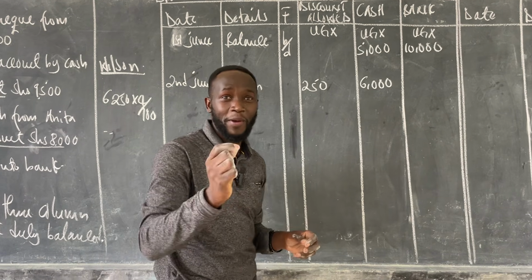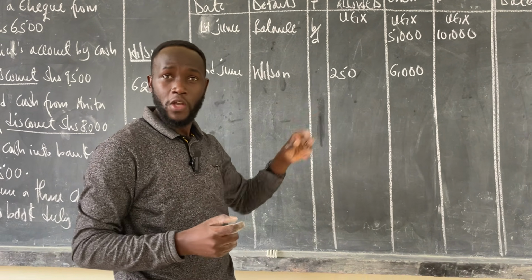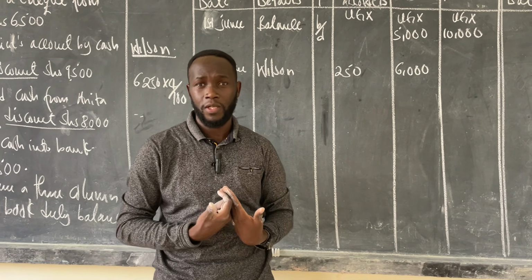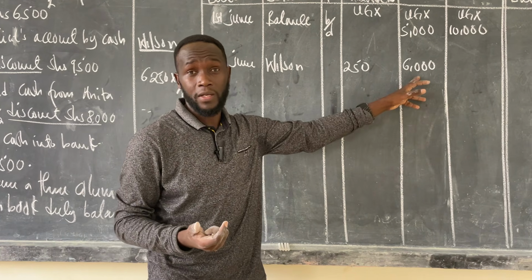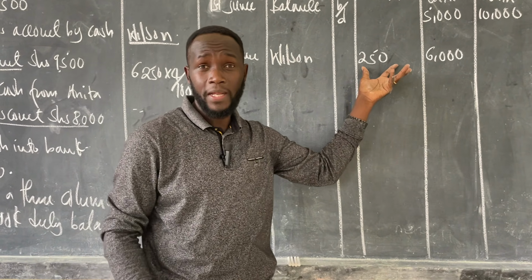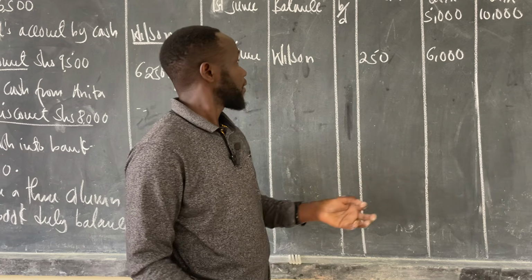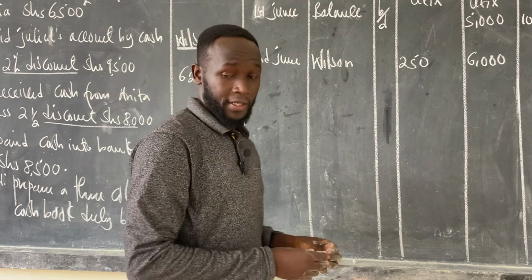Now you see, that's why discount allowed is put here, simply because we are meant to receive 6,500. But eventually we received 6,000 because we gave a deduction to Wilson. Okay, check the other date.